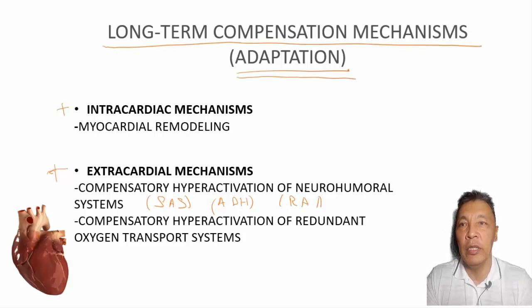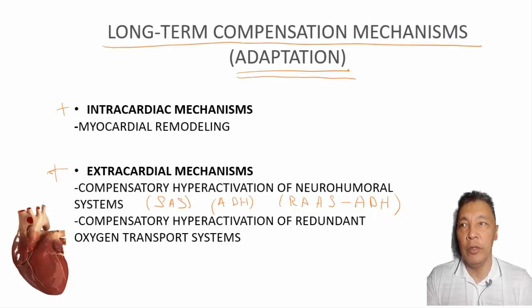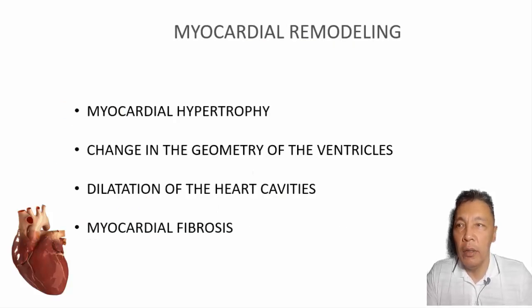Compensatory hyperactivation of the redundant oxygen transport system, erythropoiesis, and external respiration. Manifestations of this group of mechanisms are secondary erythropoiesis with increased blood viscosity and increased load on the heart, and dyspnea. Myocardial remodeling is a restructuring of the existing structure and progressive dysfunction of the myocardium in response to prolonged damage, overload, or loss of part of the functioning myocardium.